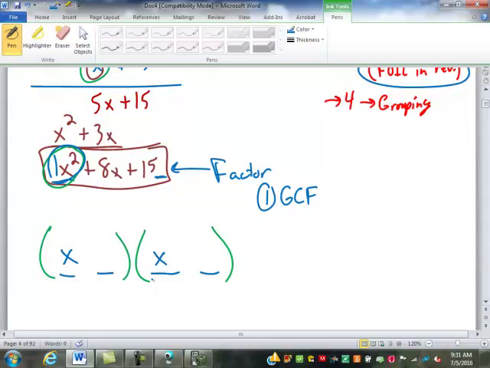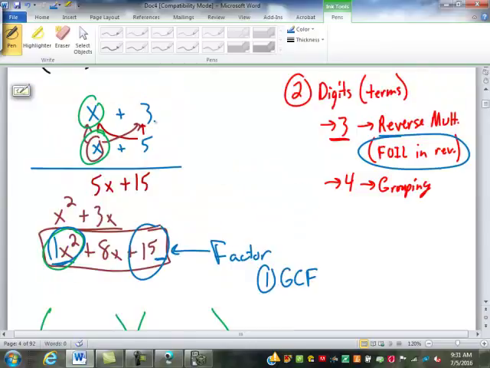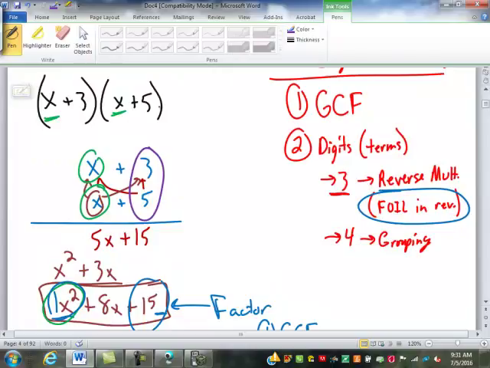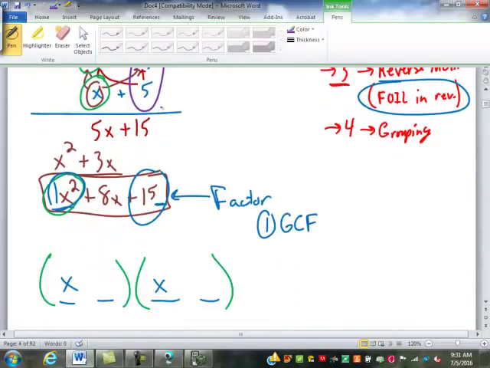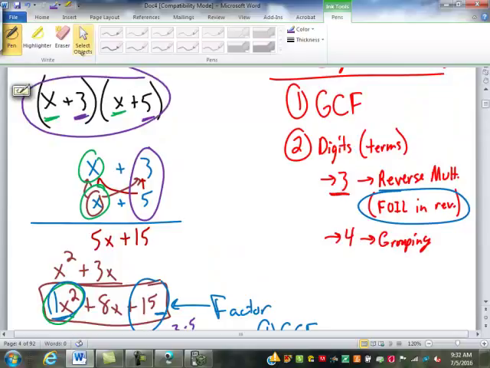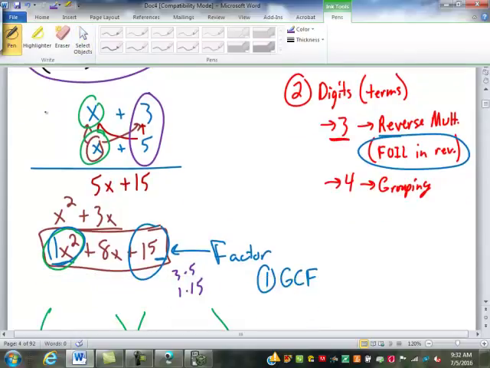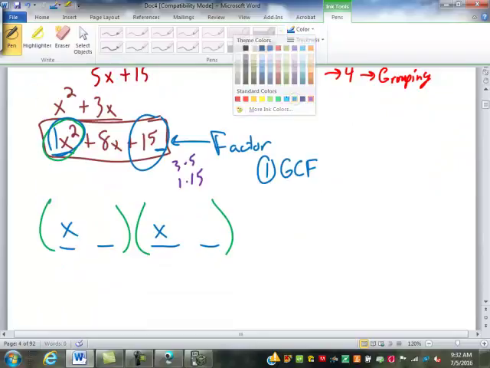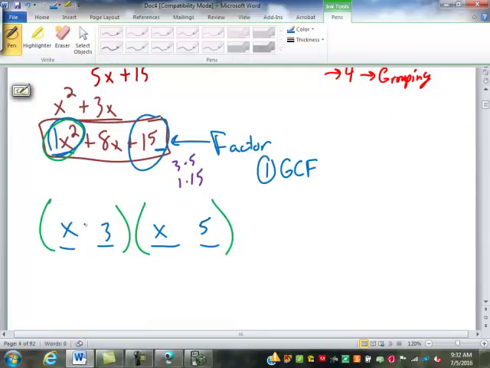This last digit, the 15, comes from multiplying the 3 times 5. In other words, the last 2 digits together. Problem is, there's more than one way to make a 15. There's a 3 times 5, or there's a 1 times 15, isn't there? How do I know which one I want? Well, in this case, I know it's 3 and 5 because I multiplied it out to begin with, didn't I? So let's put the 3 and 5 in here. And of course, it's a positive 3 and a positive 5 because it's a positive 15.